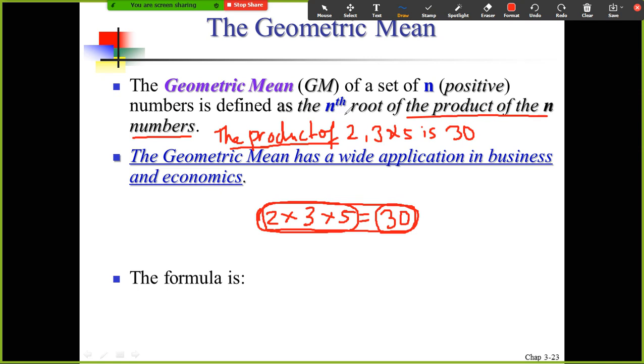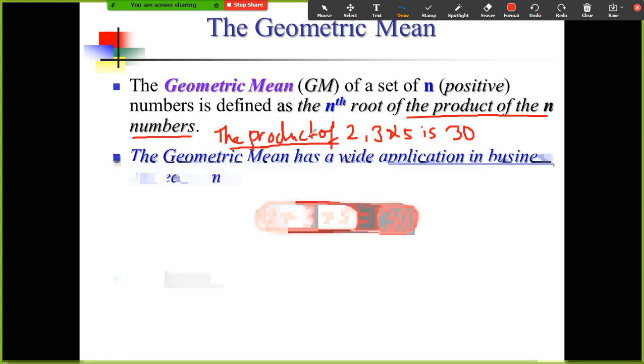But this is the nth root of the product. Here n is 3 numbers: number 2, number 3, number 5. That's why n is 3 numbers, or 3 amount. So if n is 3, this is the nth root, here the third root. This is the meaning of the product of the n numbers.